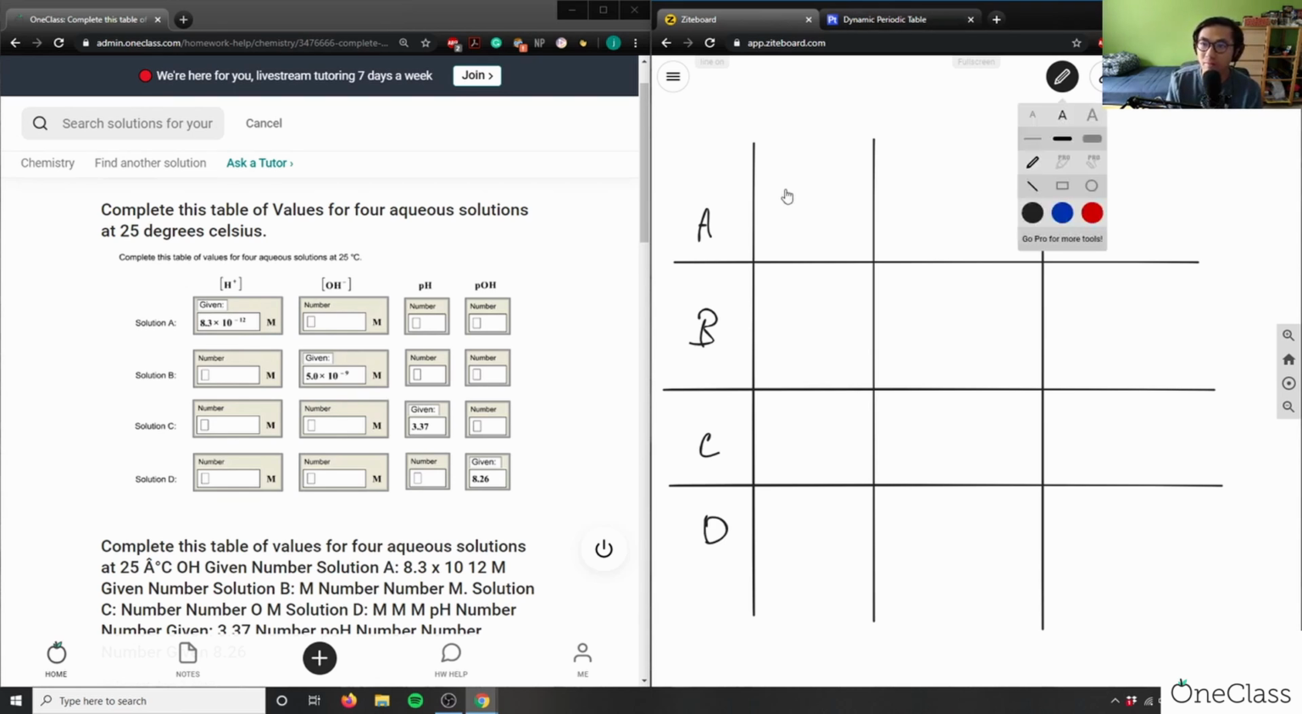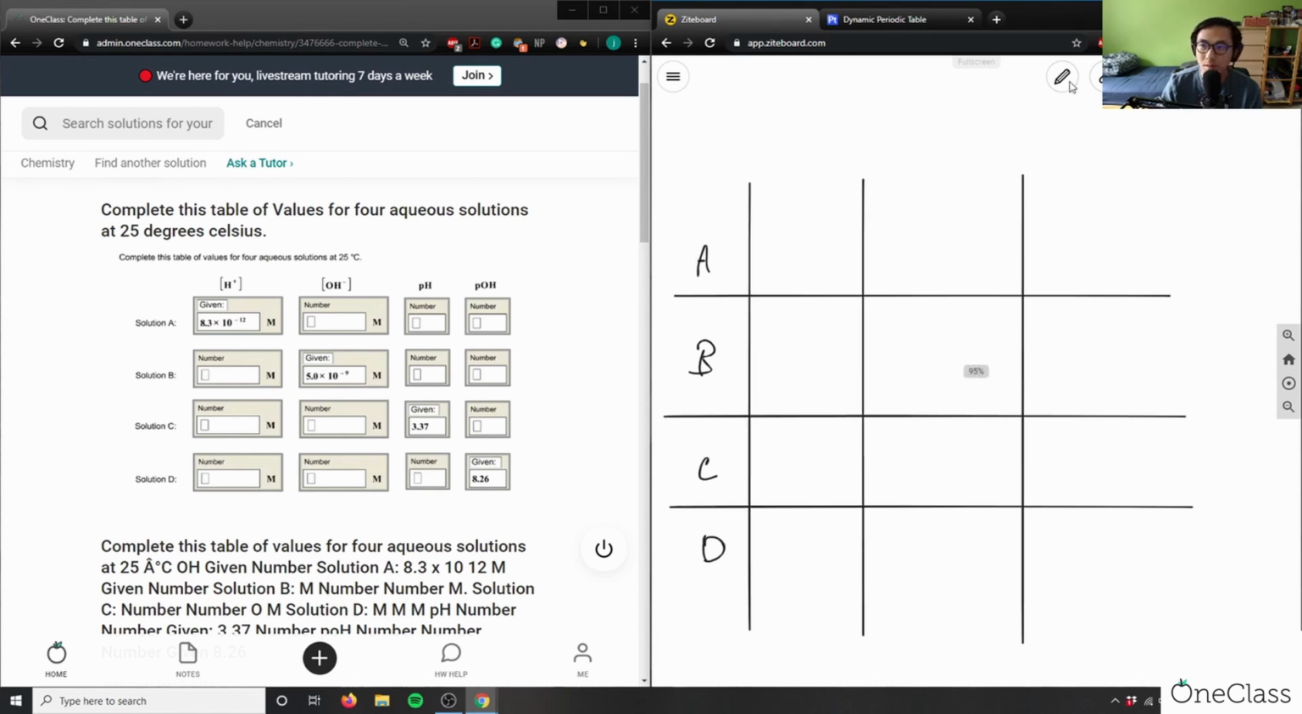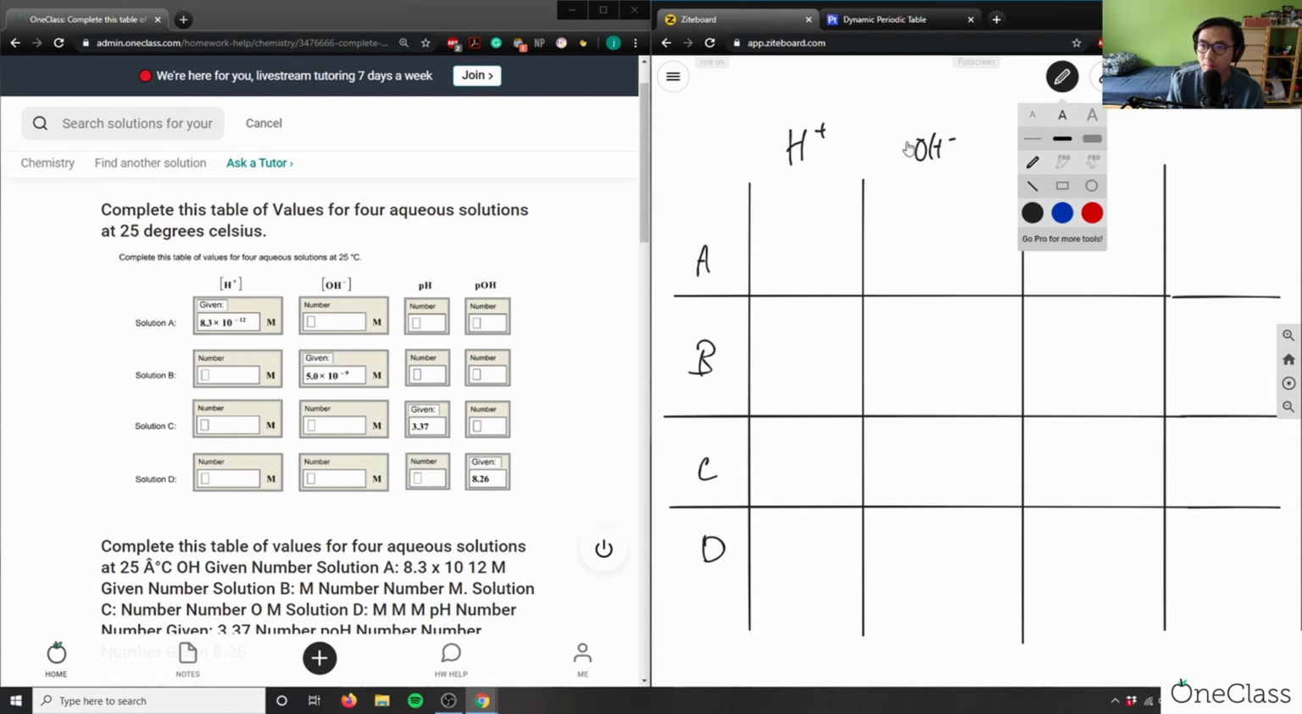Okay, let me scroll up here. So this here is H plus, OH minus. I realized I forgot a line here, unfortunate. So let me do that. Extend this line. Okay, hope you can all see that. I have pH and pOH, right? Okay, that's fine.